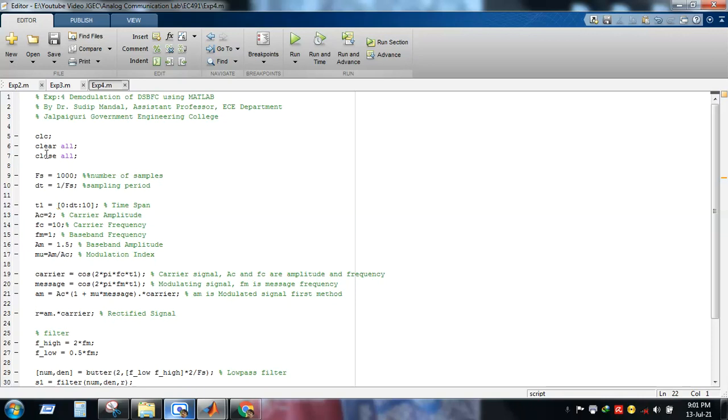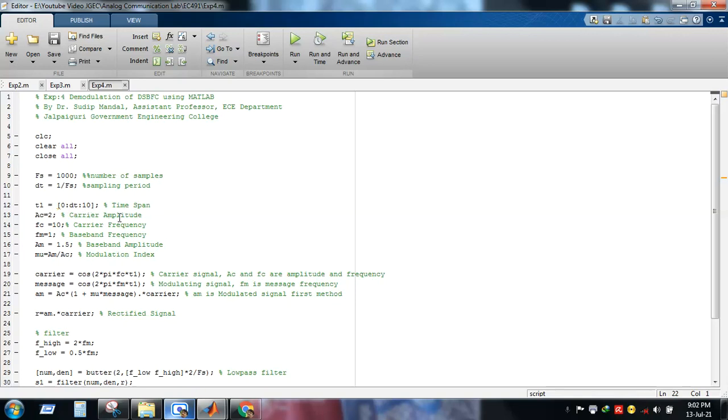Okay, let's start. First of all, we need to use clc, clear all and close all, and next we need to define the sampling frequency, that is fs. Here we define it as 1000. So the sampling period will be 1 by fs, that is dt, and then next we define the time span from 0 to 10 in steps of dt. That is used to observe the time domain representation.